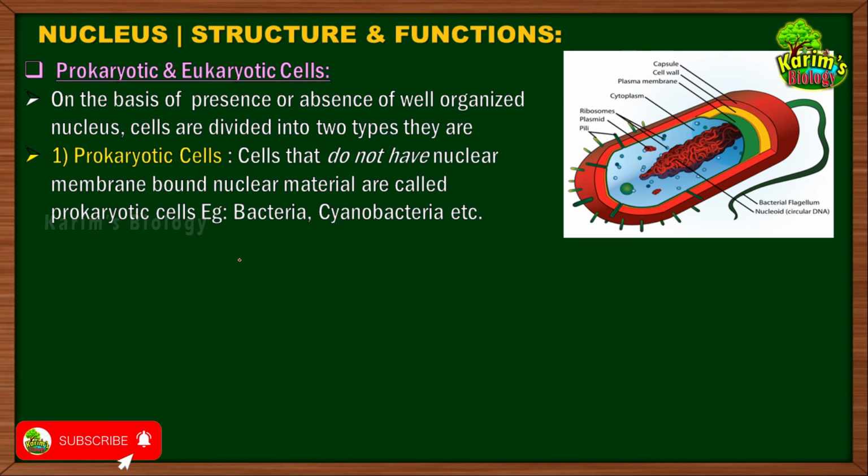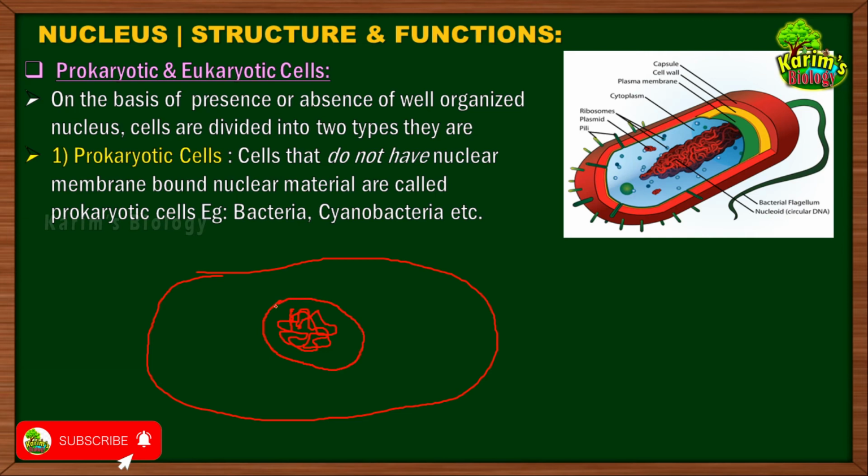So for example, if this is a cell, and within the cell there is chromatin material, nothing but DNA, and around the DNA a nuclear membrane is there, so this is the nuclear membrane, this is the double membrane. I told you, no, around the nucleoplasm or around the DNA or chromatin material there will be two layers of plasma membrane present, which are named as the nuclear membrane.